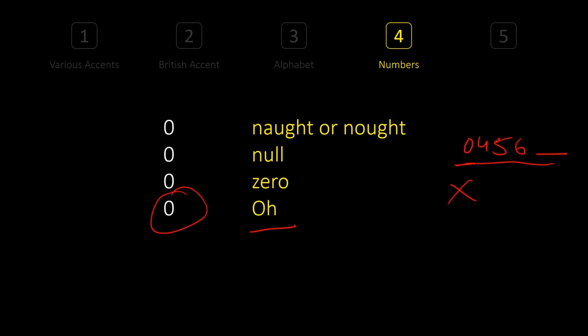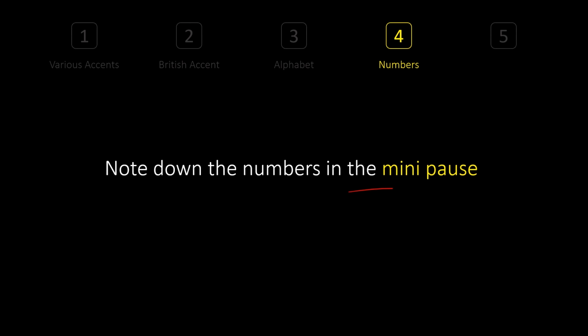So what happens when they're dictating a number? How to take care of this? There's something called a mini pause that will be there when dictating a number. Let me show you the difference between how we think and how a number is really pronounced. So we think numbers are pronounced like this.